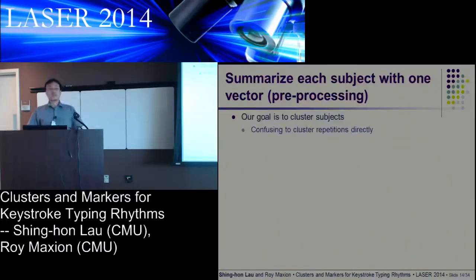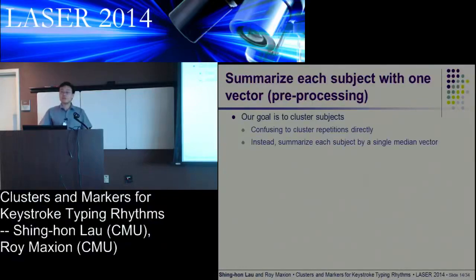So to avoid this phenomenon, what we're going to do instead is summarize each subject by a single median vector, and I'll describe what that is in a moment. But this median vector is going to act as an exemplar for the subject. And by clustering the median vectors instead of the raw repetitions, we'll end up clustering the subjects.